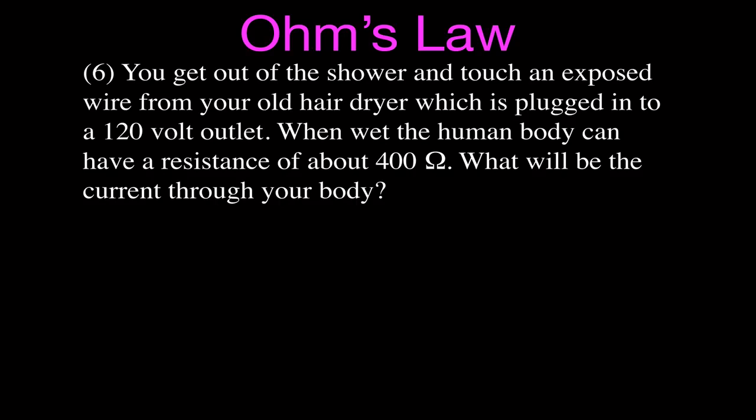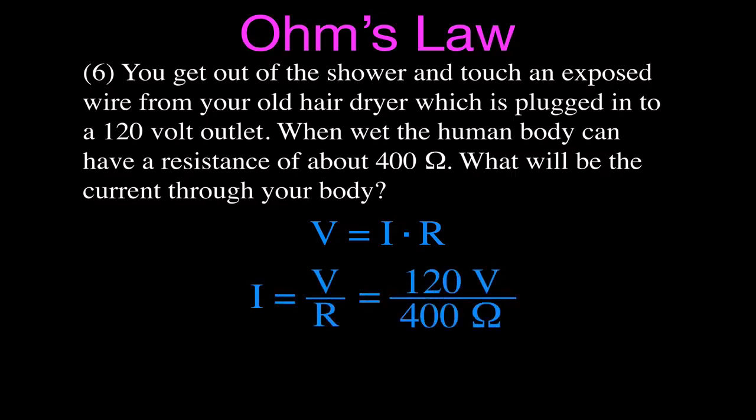So the current flows out of the wall, along the wire, out the wire, through your body, and into the floor, into the ground. And that means that the current is going to be the voltage divided by the resistance, and that's 120 volts divided by 400 ohms, and you get a current of 0.3 amperes. Okay? So there you go. I think that was all 6 of the problems that we were going to do. I hope you found that video helpful. That's some basic Ohm's Law problems.